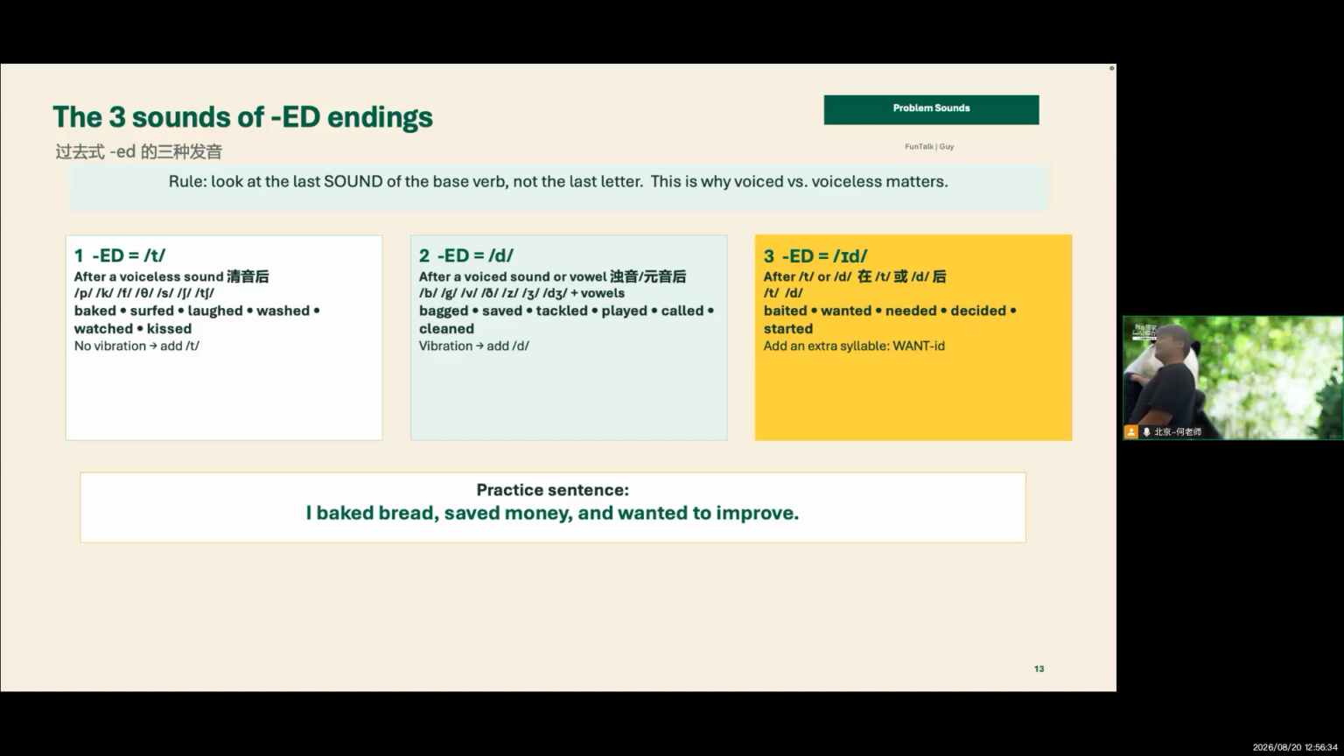Okay, so we also have 浊辅音. So we have this G, right? Bagged, saved, tackled. L is a 浊辅音, tackled, played. Yeah, 如果是元音的话，元音都是震动的，声带震动，所以也是浊音. Played, okay, called, cleaned. Okay, so those are just some examples. And this one is like baited, wanted, needed, decided, started.